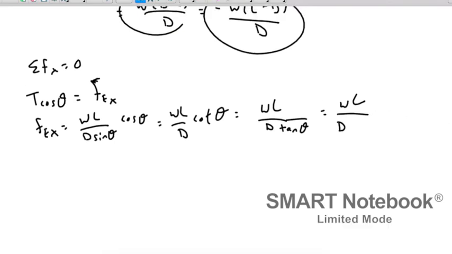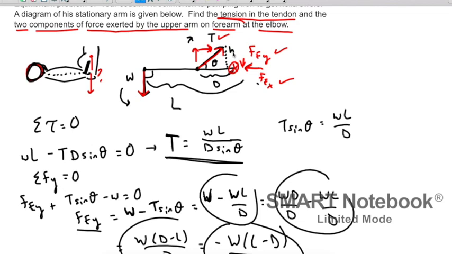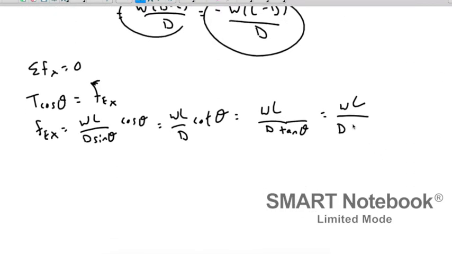I'm so sorry, that's not what tangent is. Tangent is opposite over adjacent, isn't it? So opposite is h over adjacent is d. Because it's on the bottom, I like that. That d comes up to the top. And it looks like the whole thing ends up being WL over H.